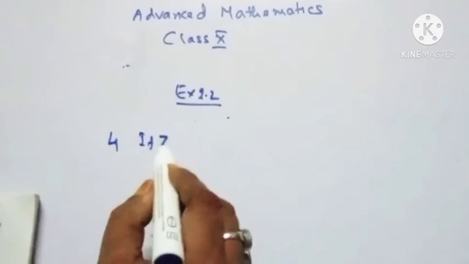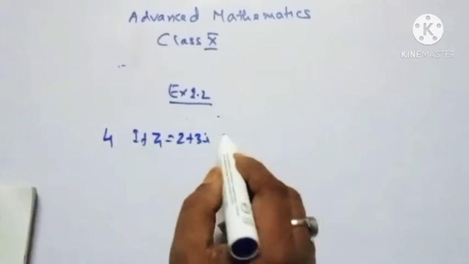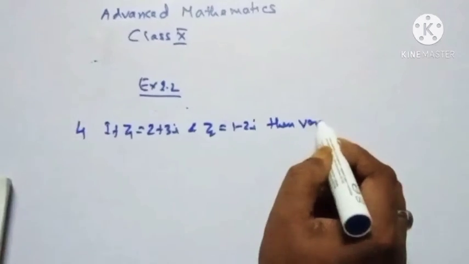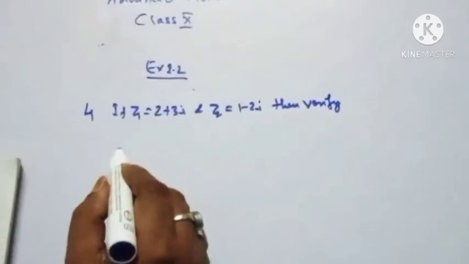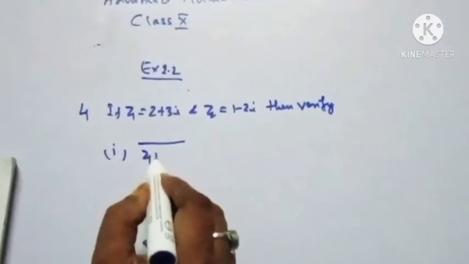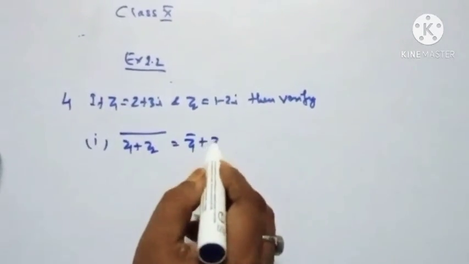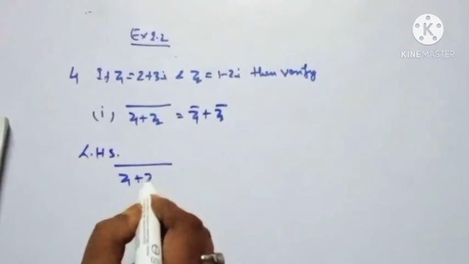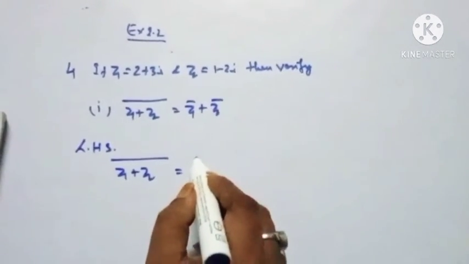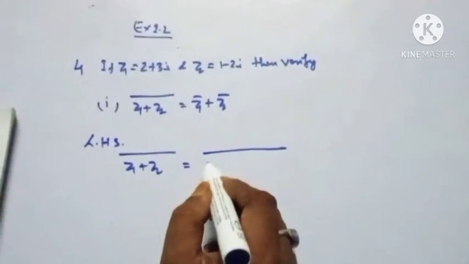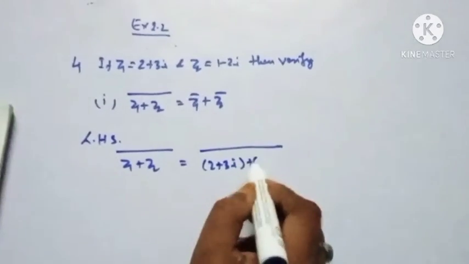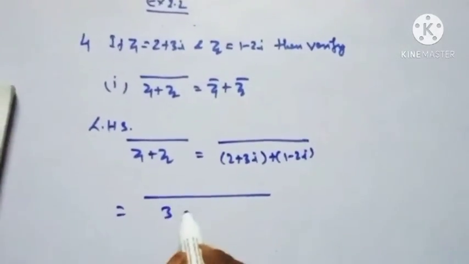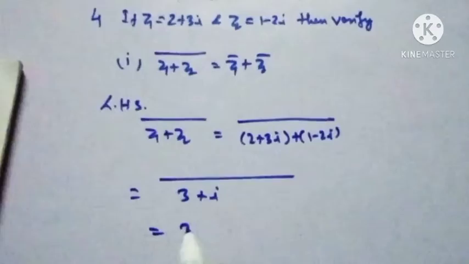Here, if z1 is equal to 2 plus 3i and z2 is equal to 1 minus 2i, then we have to verify first that z1 plus z2 bar is equal to z1 bar plus z2 bar. So left hand side, z1 plus z2 bar, will be 2 plus 3i plus 1 minus 2i. This will be equal to 2 plus 1, 3 plus i, so this will be 3 plus i.